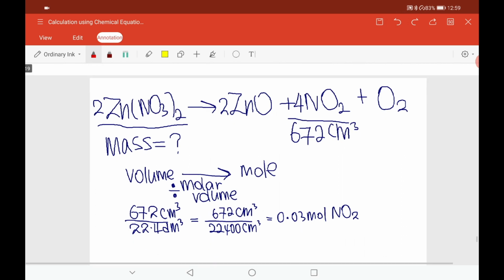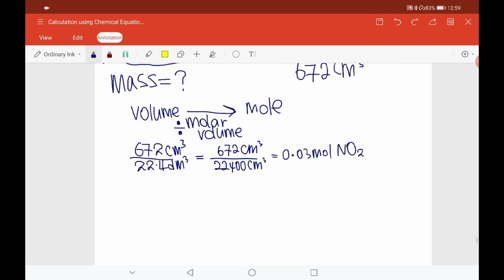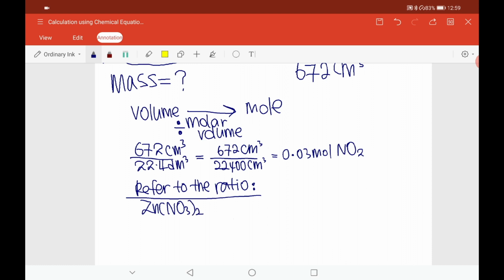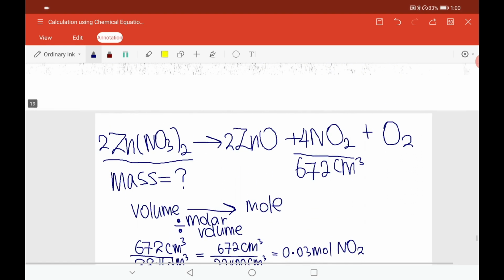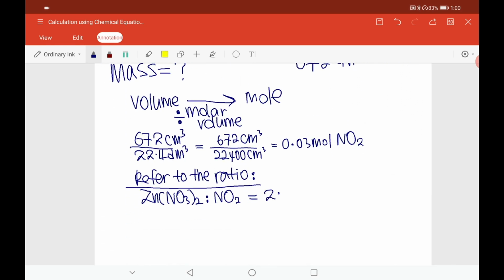which is ZnNO3. So we need to refer to the ratio. So the ratio we refer to is zinc nitrate and also the NO2, nitrogen dioxide. For the ratio, we copy back the number at the front. So the number at the front is 2 and also 4. So how to use the ratio here?